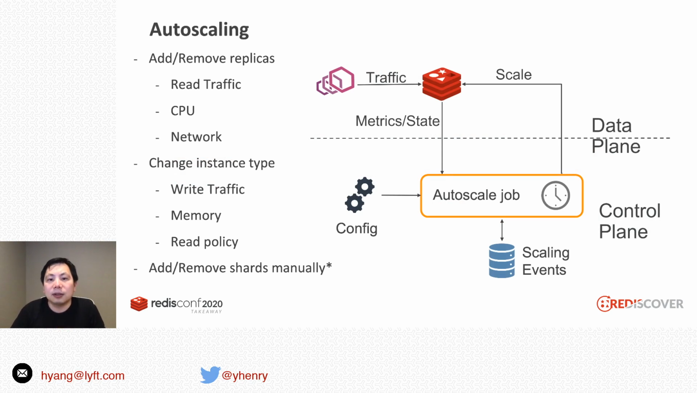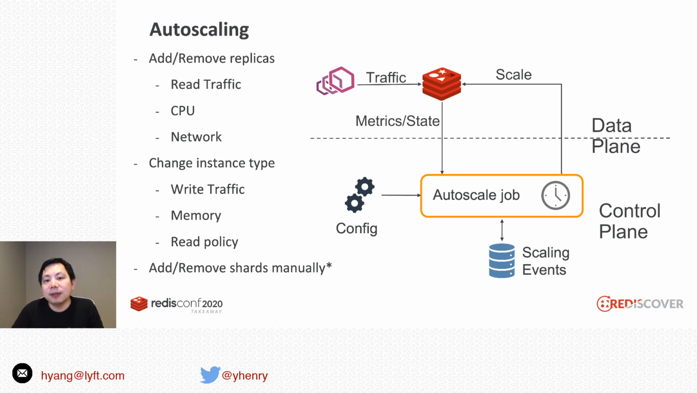Essentially, we have an autoscaling job monitoring metrics and states of the Redis cluster, and this would replace a lot of our human intervention to scale a cluster up or down. The basic idea is simple. Scale the replicas, or add replicas, for read, and scale the masters, or add shards, for write.